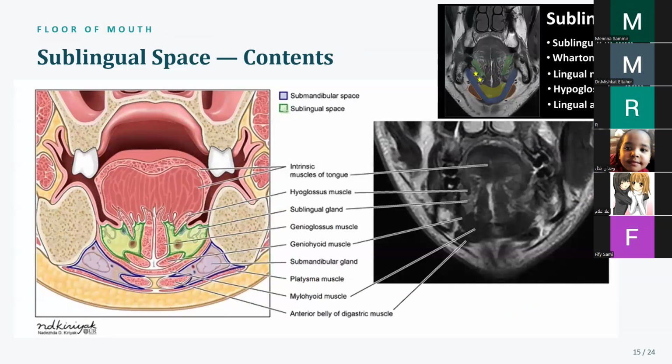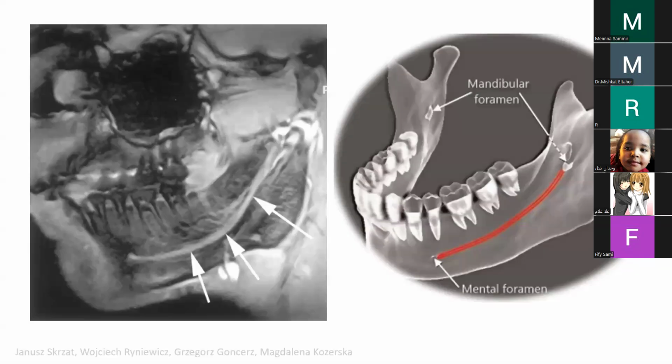And what runs through that space is exactly what a floor of the mouth tumor threatens as it spreads. Sublingual glands, the Wharton's duct heading to the submandibular gland, the lingual nerve carrying sensation from the trigeminal, and the hypoglossal nerve, that cranial nerve holding innervation for the tongue motor function, and the lingual artery and vein. So think of it as the neurovascular corridor of the floor of the mouth.